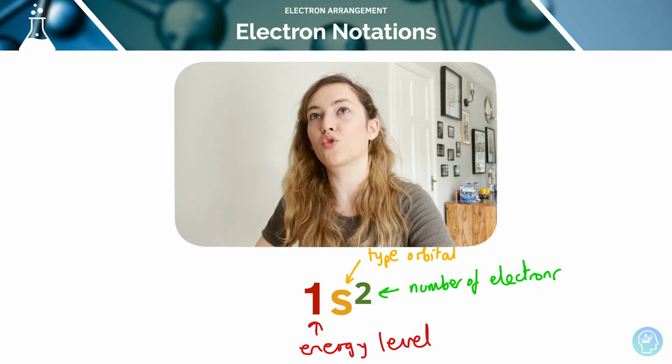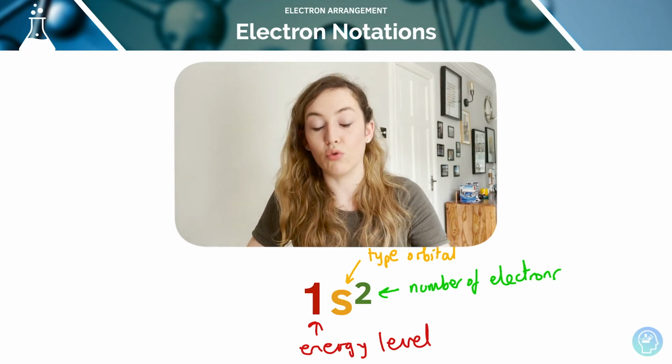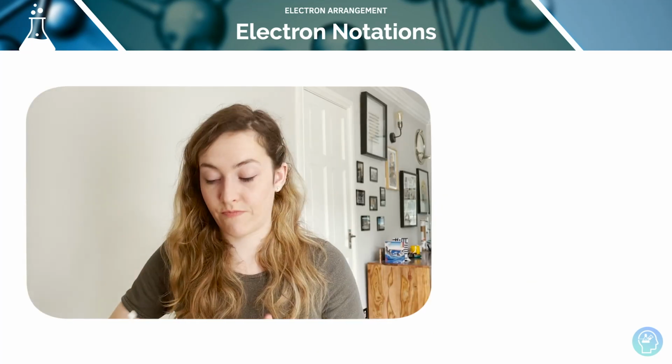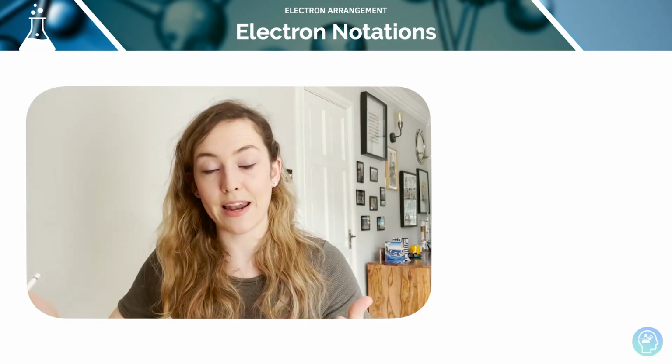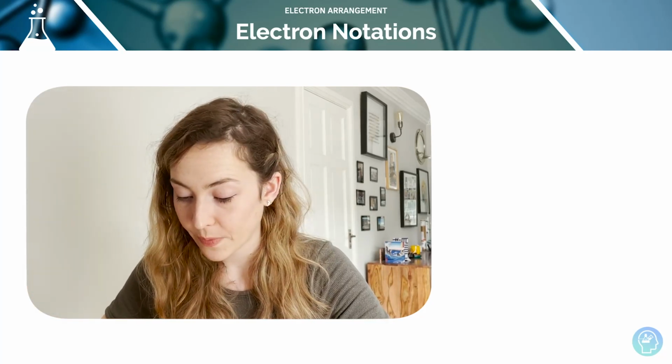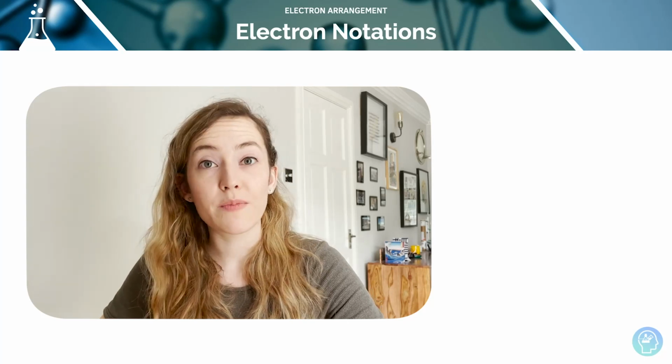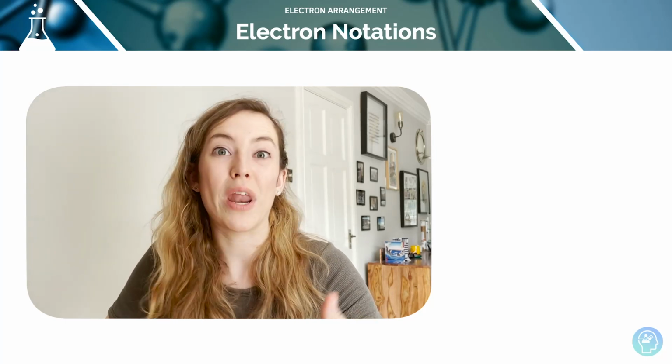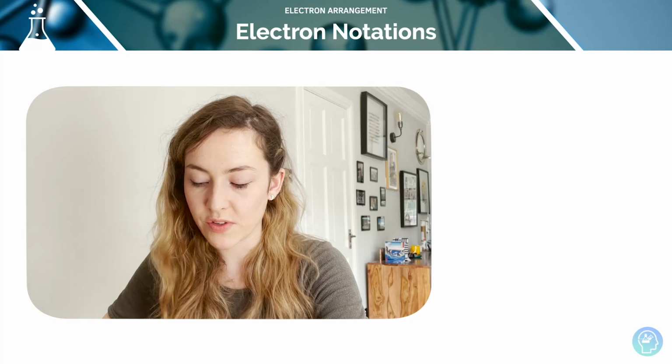It's a full orbital, but it's also a full subshell because it only has 1 orbital in it. We're going to learn how to create more of a notation so we can take any element and give its electron configuration.